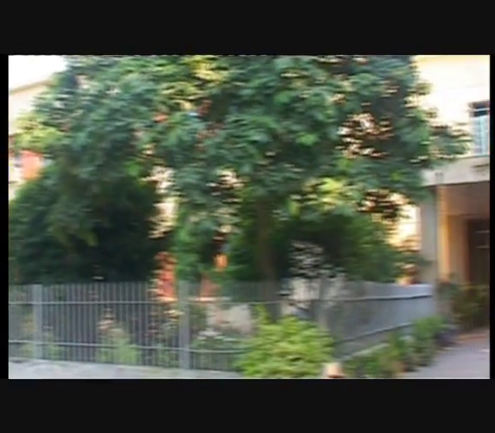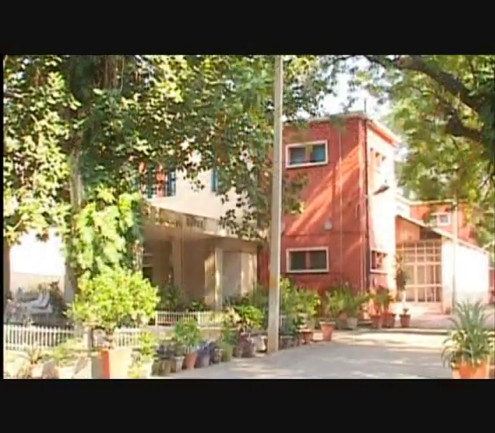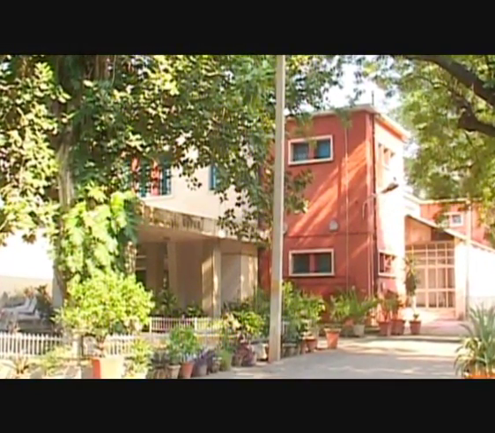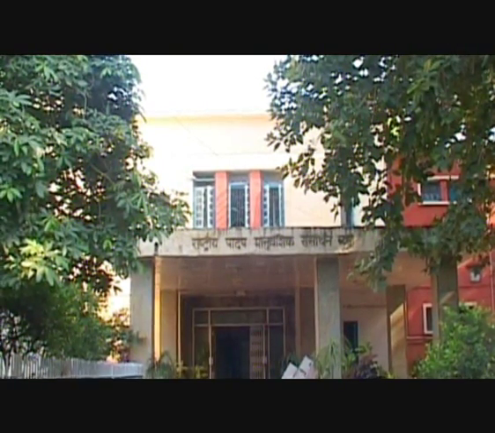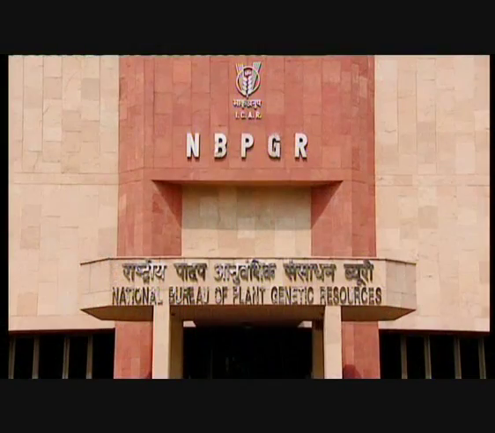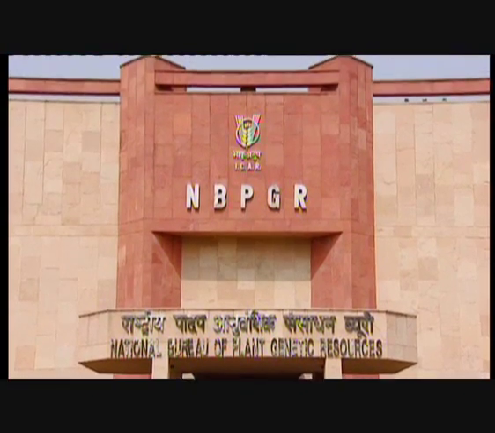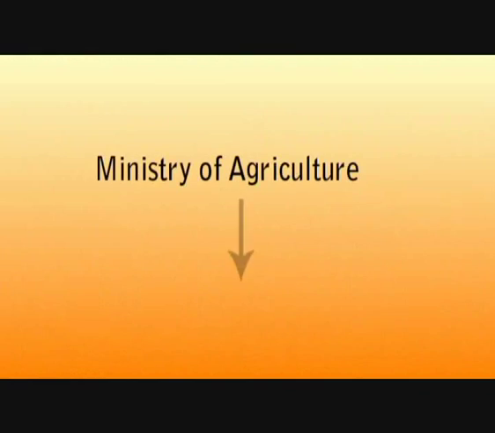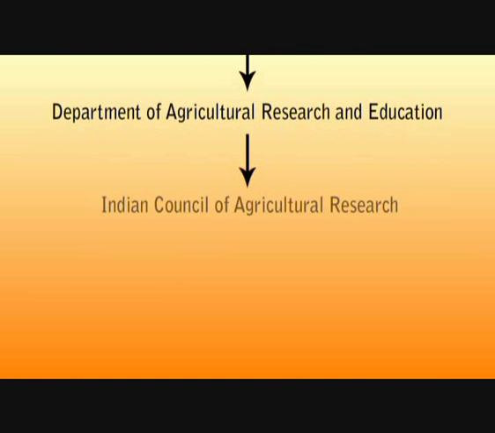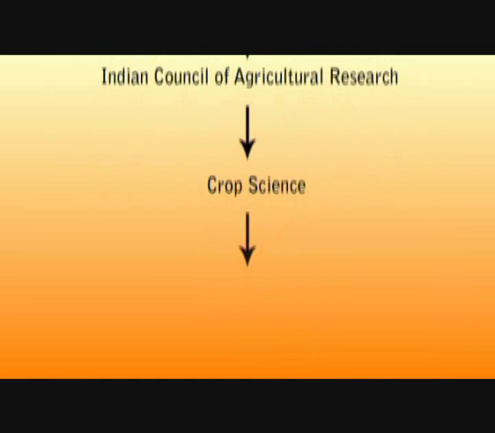On recommendations by many leading luminaries like late Dr. B.P. Pal, Dr. M.S. Swaminathan, and others, the division was developed into an independent institute in August 1976 and named as the National Bureau of Plant Introduction and rechristened in 1977 as the National Bureau of Plant Genetic Resources, NBPGR. Today, NBPGR is the nodal organization responsible for the management of plant genetic resources and works under the Crop Science Division of the ICAR.